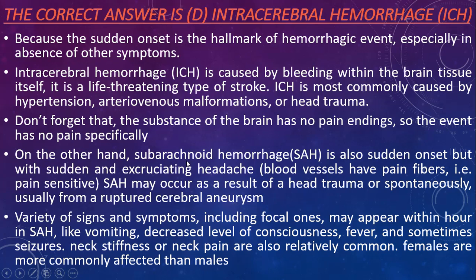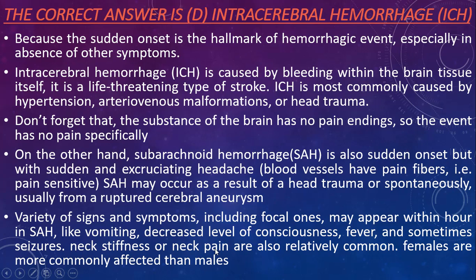On the other hand, subarachnoid hemorrhage, SAH, is also sudden onset but with sudden and excruciating headache. Blood vessels have pain fibers, i.e., pain sensitive. SAH may occur as a result of head trauma or spontaneously, usually from a ruptured cerebral aneurysm. A variety of signs and symptoms, including focal ones, may appear within hours in SAH, like vomiting, decreased level of consciousness, fever, and sometimes seizures.